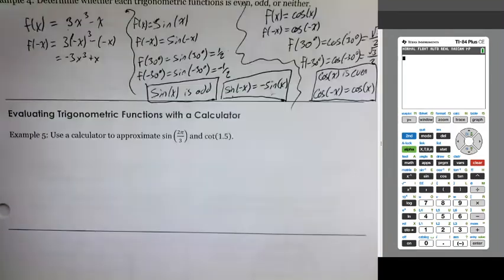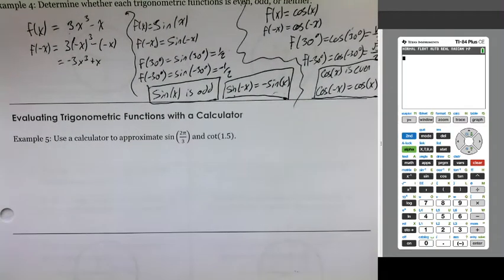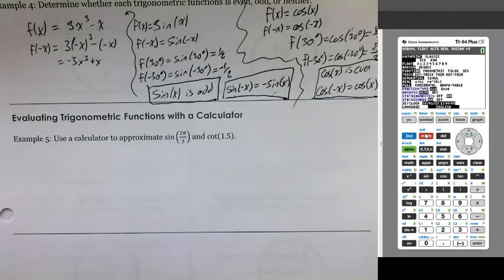Okay, moving right along. Example 5, we want to use a calculator to approximate these two values. So, first question for you, are these values in radians or degrees? Well, there's no degree symbol. And whenever there's no degree symbol, we have to assume these angles are in radians. So in our calculators, let's hit mode and double check. You see over here where it says radian? Your calculator might be in degree mode, and if that's the case, you're going to get the wrong answer. You have to change it to radian mode.